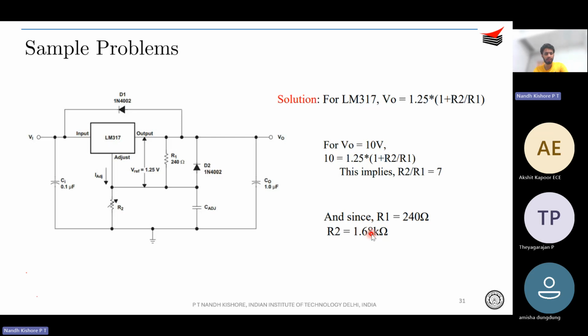Right? Again, a very simple problem. You can just have a look at this, but yeah, this is simply a resistive divider circuit. R1 is given, Vref is given, V naught is given. Okay, just find out what is VR2, and since your VR1 and R1 are directly proportional, so VR1 by VR2 is equal to R1 by R2. Okay, from that you can find out what is R2. Turns out to be 1.68 kilo ohms. Okay.